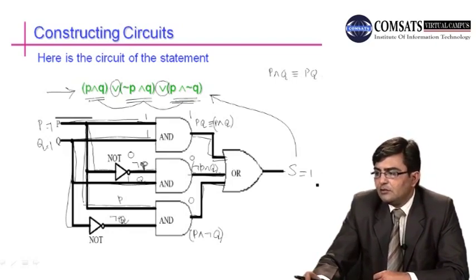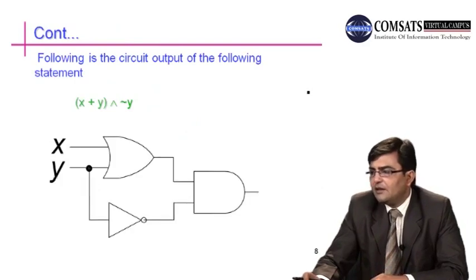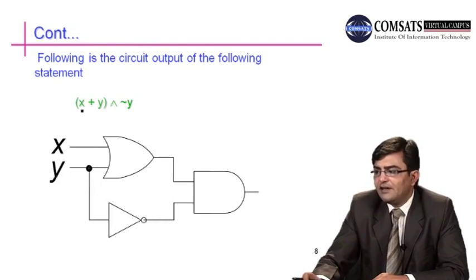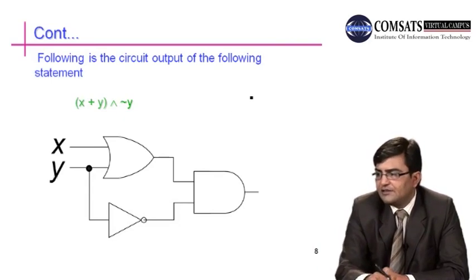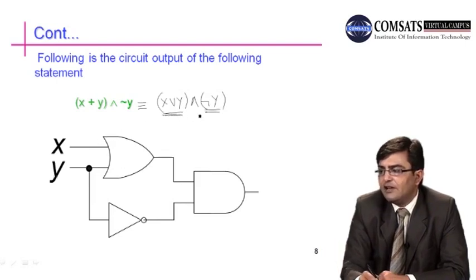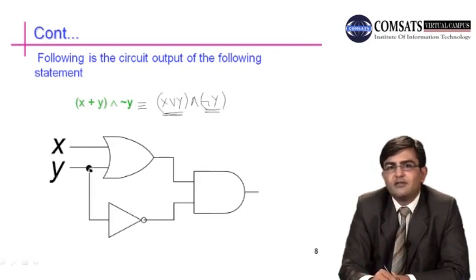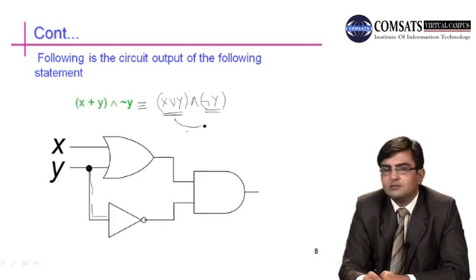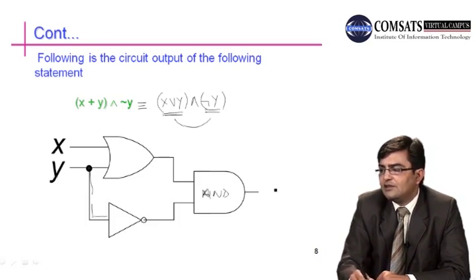Next, we shall see another simple example: construct the circuit for the statement (x or y) and not y. We have two brackets here. We write x and y, two propositions, and there is an OR between x and y. We construct the OR operator, and then we need not y. We made a link from y to here, and we draw a NOT operator. Then these two brackets are connected by an AND operator, and we have drawn an AND operator here. So the output is S, which is given to this.